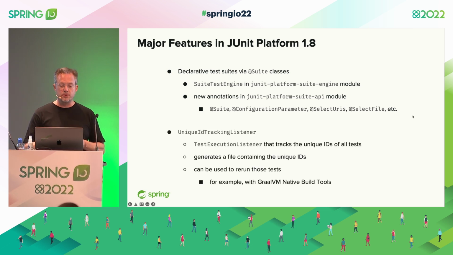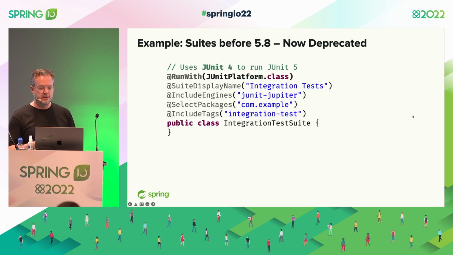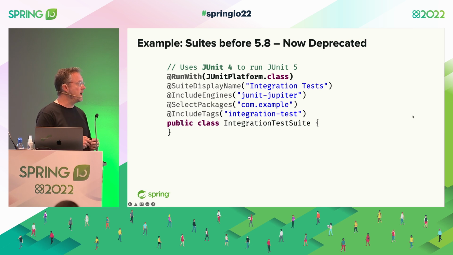Another thing we have there is the UniqueIdTrackingListener. This is a test execution listener from the JUnit Platform API, not the Spring testing API. And that just tracks all the IDs of the tests that were run, generates a file containing those, and then you can rerun those afterwards. For example, this is used within the GraalVM native build tools for selecting which tests to run within a native image.